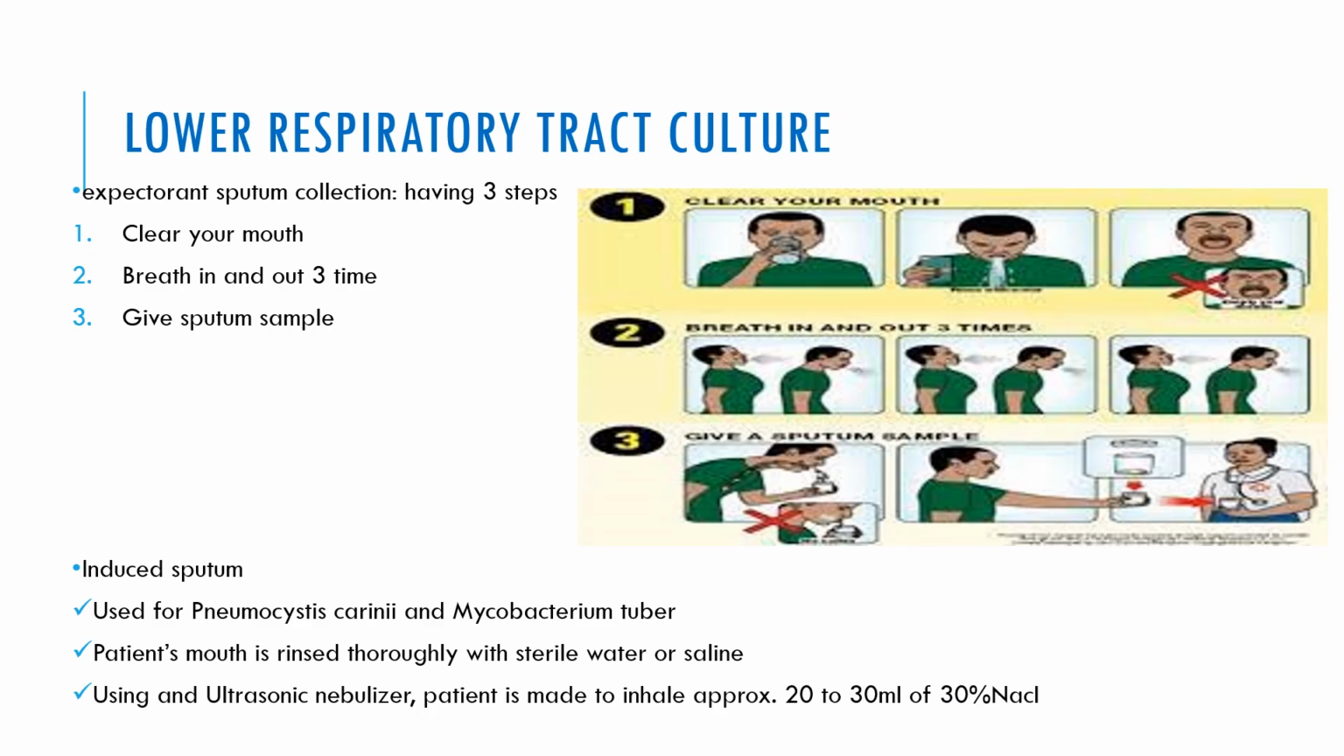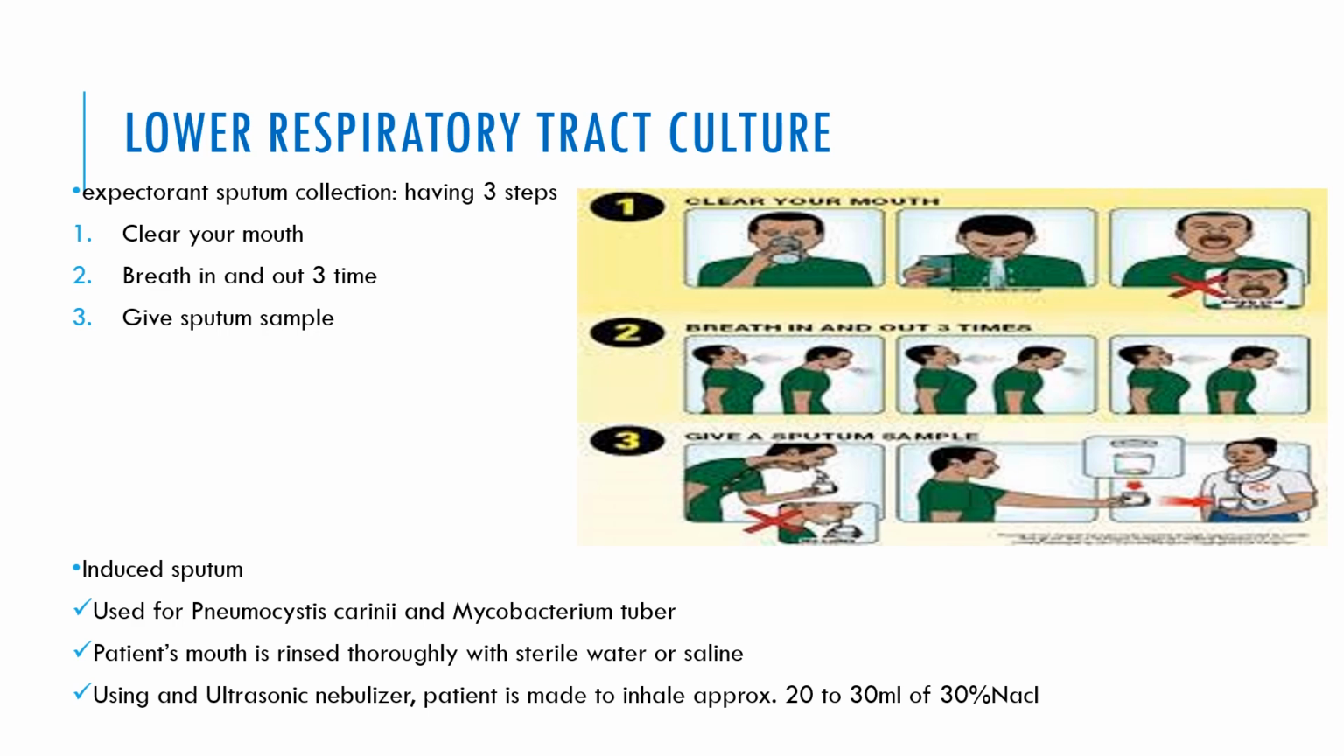Lower respiratory tract culture: expectorated sputum collection has 3 steps: clear your mouth, breathe in and out 3 times, give sputum sample. The induced sputum is used for Pneumocystis jirovecii and Mycobacterium tuberculosis testing. The patient's mouth is rinsed thoroughly with sterile water or saline, and using an ultrasonic nebulizer, the patient is made to inhale approximately 20 to 30 ml of 30% NaCl.